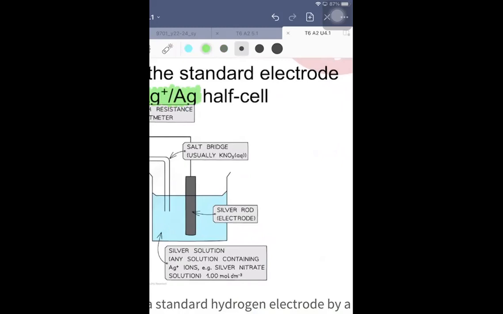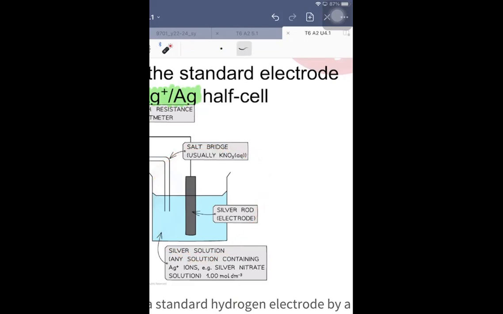So if you want to measure the half cell of silver plus and silver, you of course need to connect it to a standard hydrogen electrode. Okay, half cell of silver and silver ion, and this is the half cell of hydrogen ion and H2, which is also called a standard hydrogen electrode.